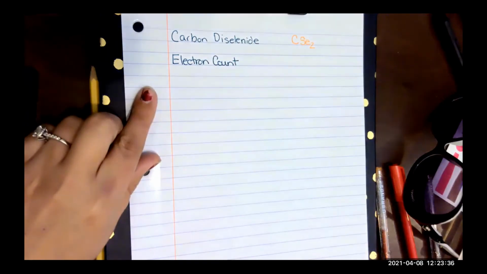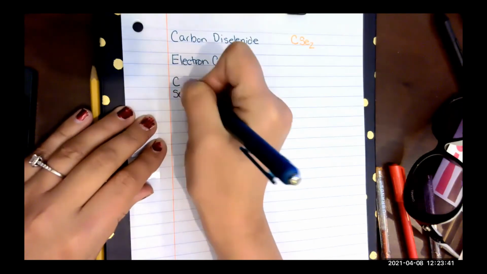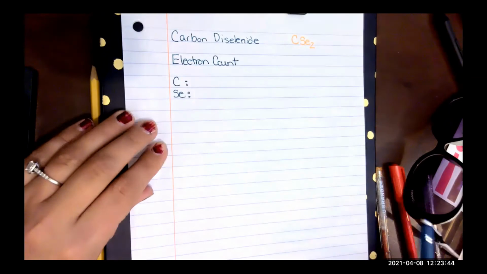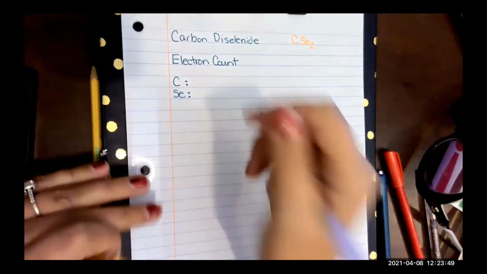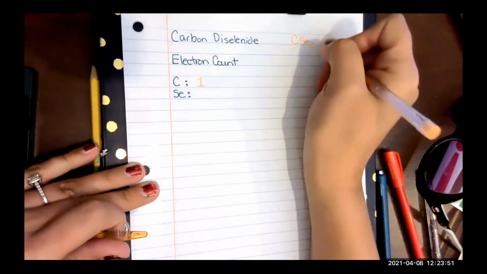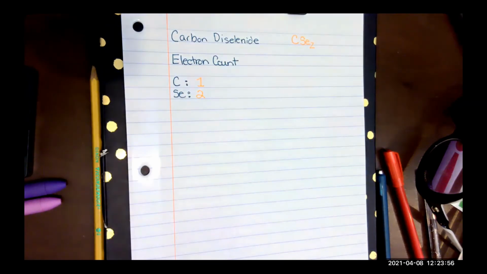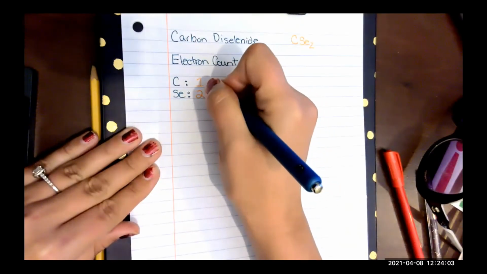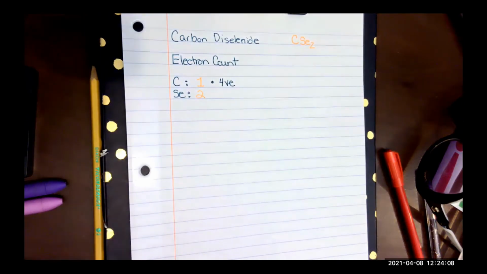Okay, so for your electron count, you have carbon and selenide. These are the 2 ones that we're doing. And then you're going to go ahead and realize you have 1 carbon. It's written 1 time. There's no subscript, so you put 1. Selenide, there's a subscript of 2 and di up there, so you know you have 2 selenides. Then you have to figure out their valence electrons. Carbon is in column 14. That means it has 4 valence electrons. Selenide's in column 16, and that means it has 6 valence electrons.